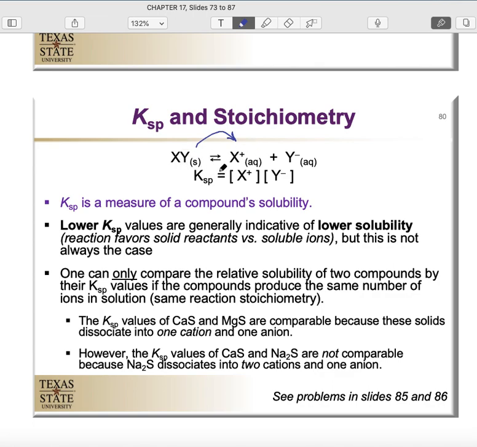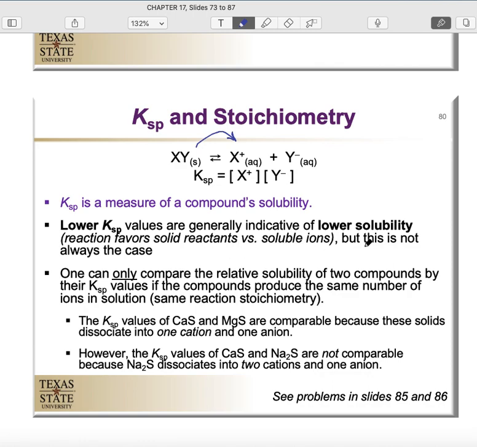So in a way, we can say that the opposite would be true as well. If the KSP is really, really small, that means that we have very small concentration of the ions. That means that the reaction has not gone forward very much. That means that the solubility of the XY compound is very, very low, right? So lower KSP values are generally indicative of lower solubility, meaning that the reaction is going to favor the solid reactant as opposed to favoring the products.